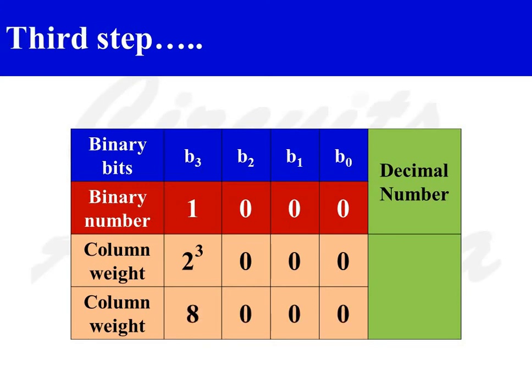Finally, in the fourth row, the decimal value of the column weights of various bits are entered. Let us find the sum of the elements in the fourth row. 8 plus 0 plus 0 plus 0. We will get 8 as the decimal number.